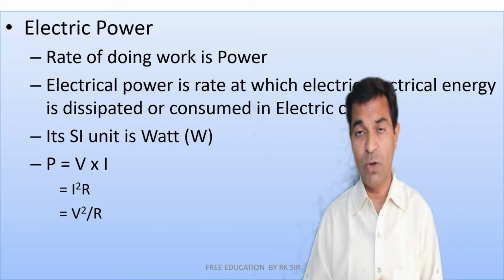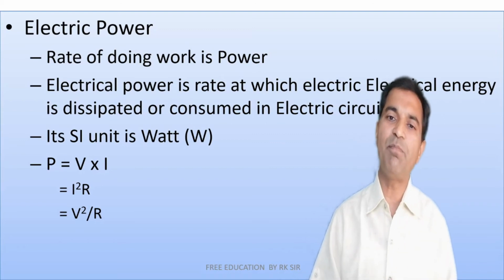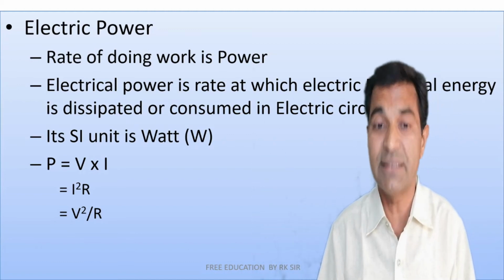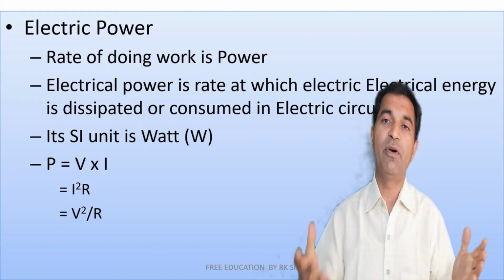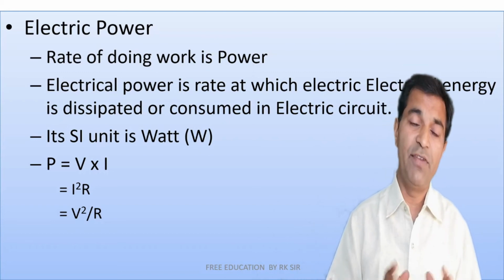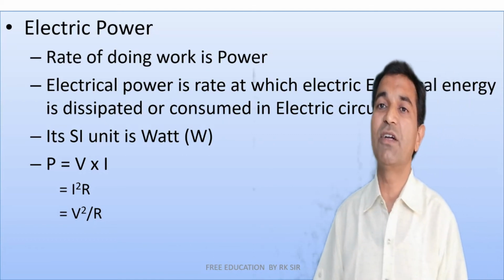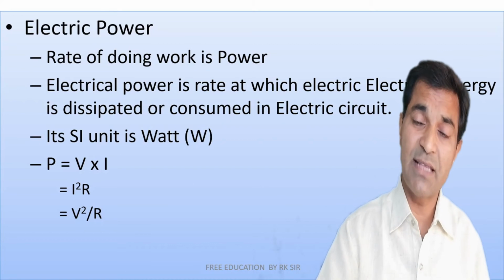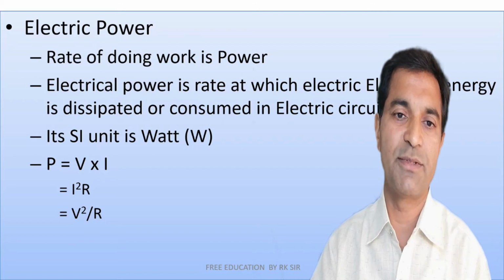Now what is electrical power? We know that rate of doing work is power. So electrical power is the rate at which electrical energy is dissipated or used or consumed in any electrical circuit. And the standard international unit is watt, that is W, in the memory of James Watt. Power may be represented as V cross I, that is VI. V if we represent by Ohm's law, that is IR, then we may say that power is equal to I square R or V square by R with the help of Ohm's law. These are various equations which may be utilized in the solution of sums.